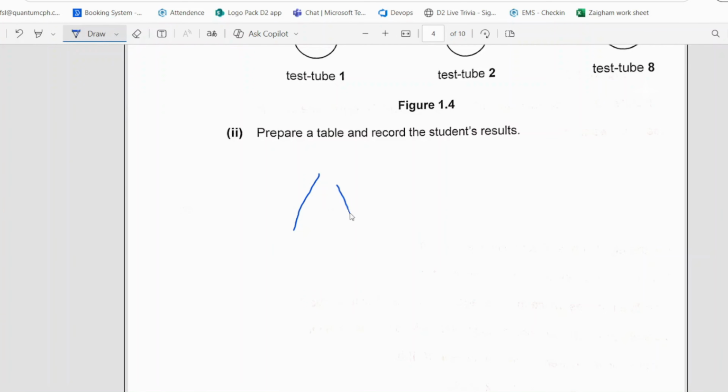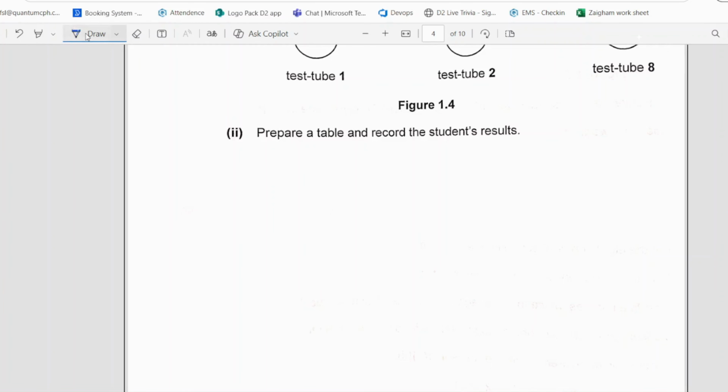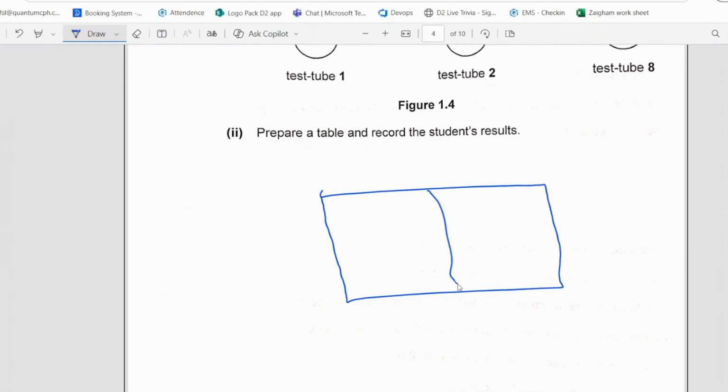So there would be two columns. Oh my god, either I'm not sitting right. This way. Okay. Sorry, it's not working for me.